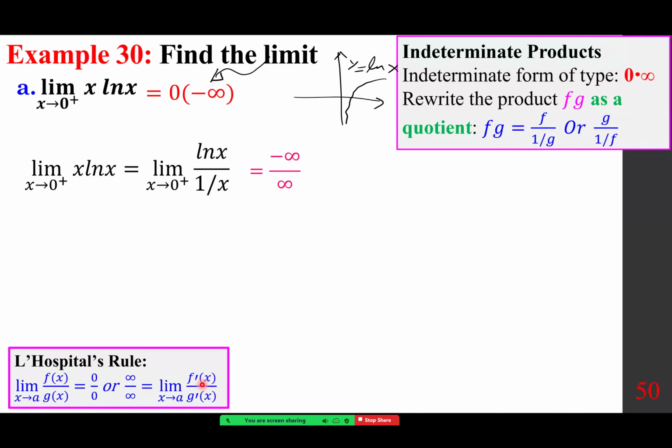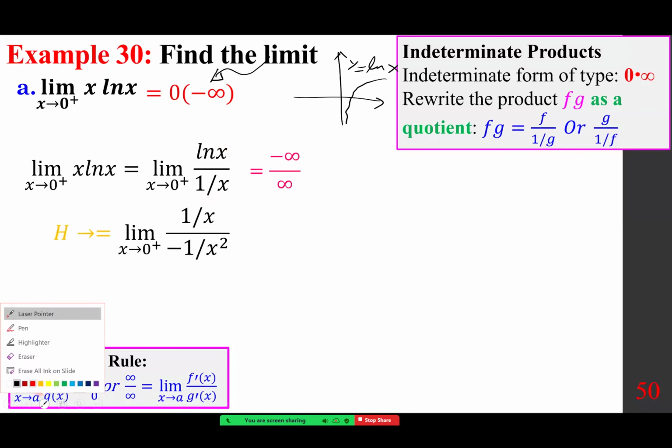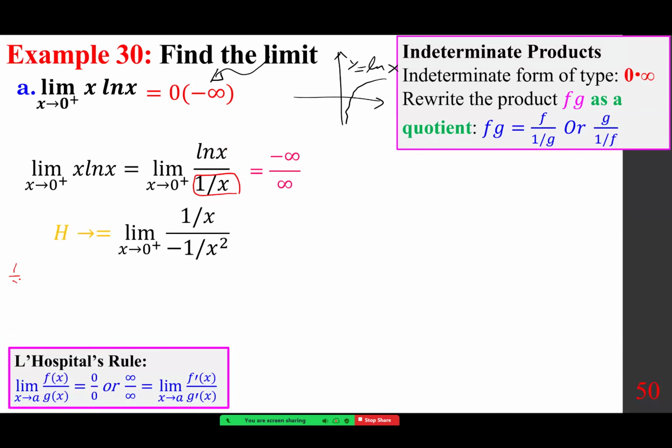And to use L'Hopital's rule, the top one gives me 1 over x, and the bottom, by now we know it's negative 1 over x squared. If we don't, we can work it out. Let me quickly show you. For this one class, we should know 1 over x equals x to the power minus 1. Its derivative is minus x to the power minus 2. Okay, we should know that. And simplification of this complex fraction will result in minus x, and the limit is therefore 0.